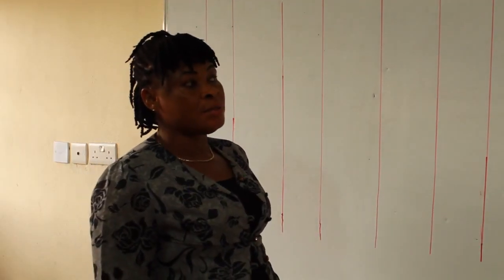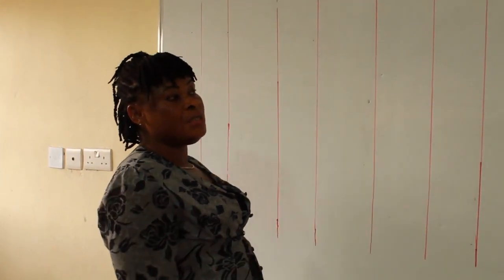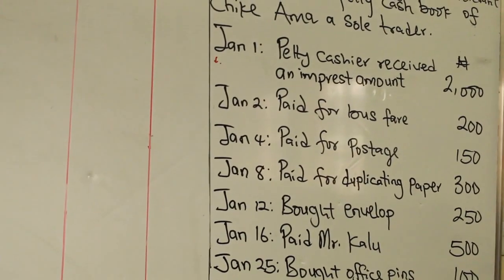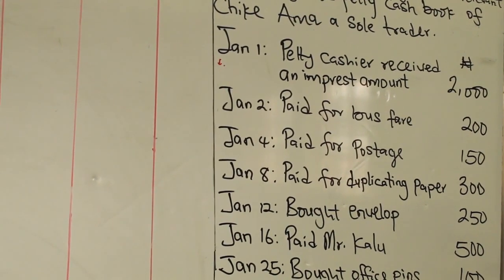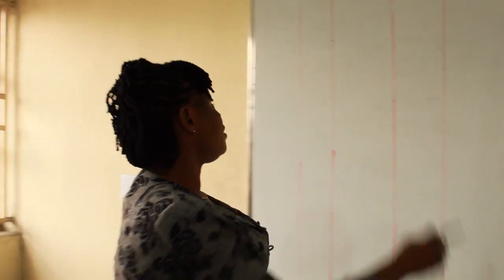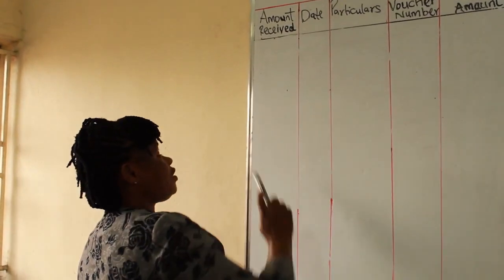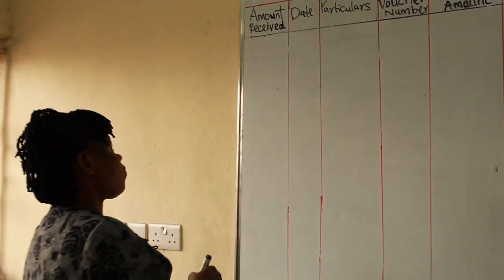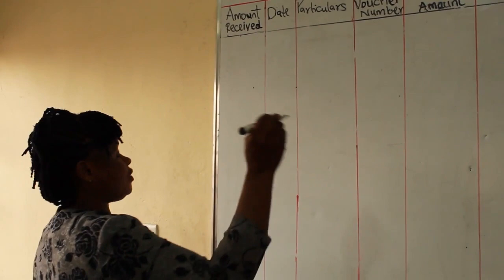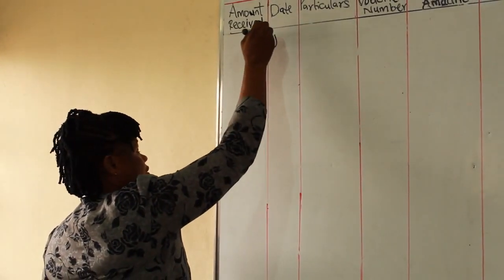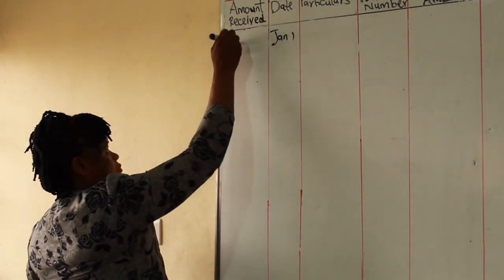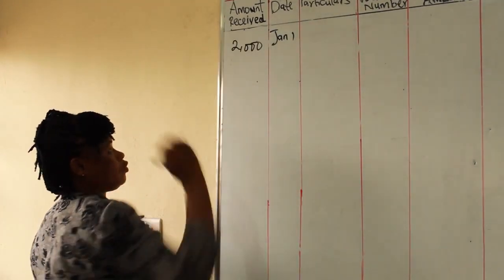On January 1st, petty cashier received an imprest amount of 2,000 naira. That amount of 2,000 naira received by the petty cashier will be recorded on this column, amount received. And the date is January 1st.